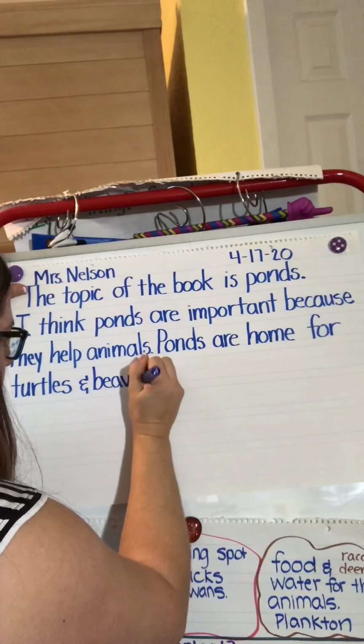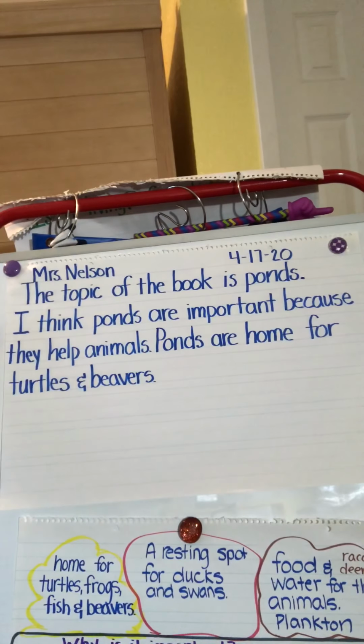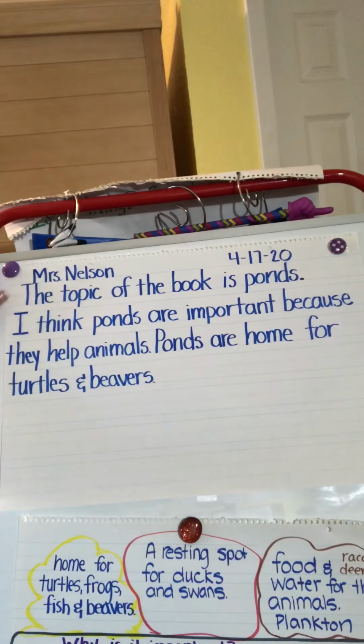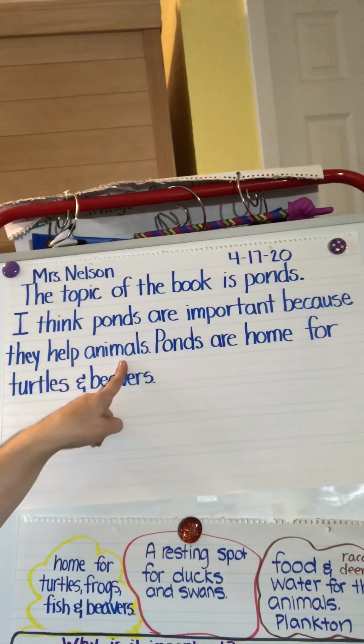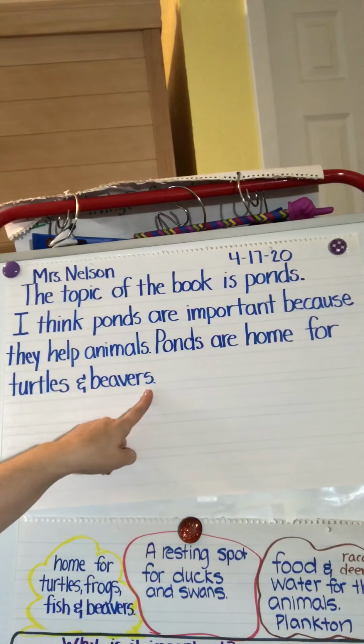Okay, so there's one evidence. So I listed my topic. I wrote down what I thought, why it was important, and now I'm giving examples. Okay, so far I have the topic of the book is ponds. I think ponds are important because they help animals. Ponds are home for turtles and beavers.